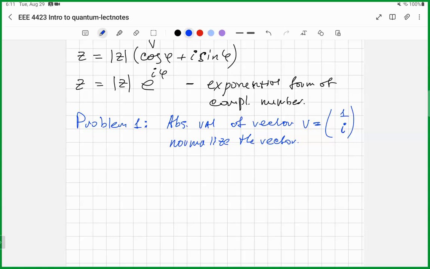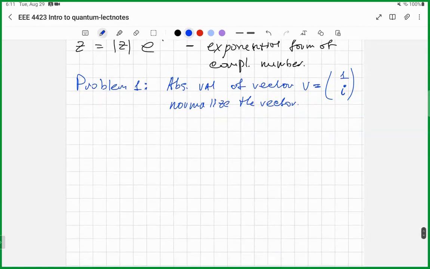How do we do so? Obviously we need to divide the components of the vector by the absolute value, by the length of this vector. And as a result, we get the vector of unit length. So the absolute value of this vector v, 1 and i.